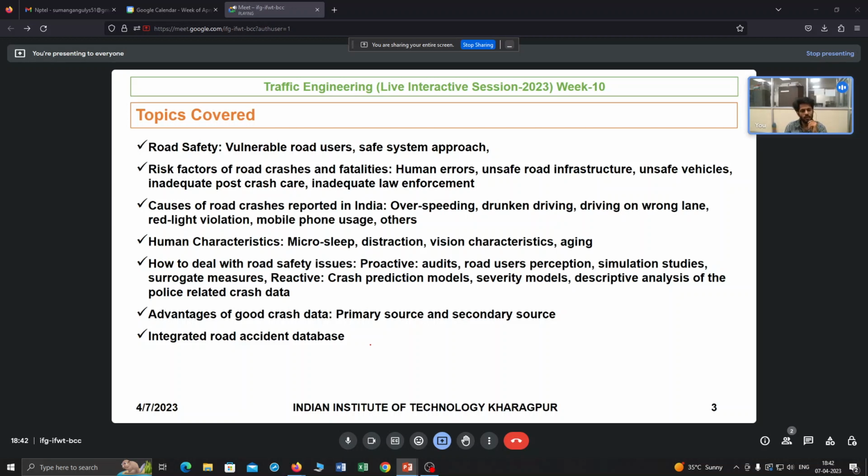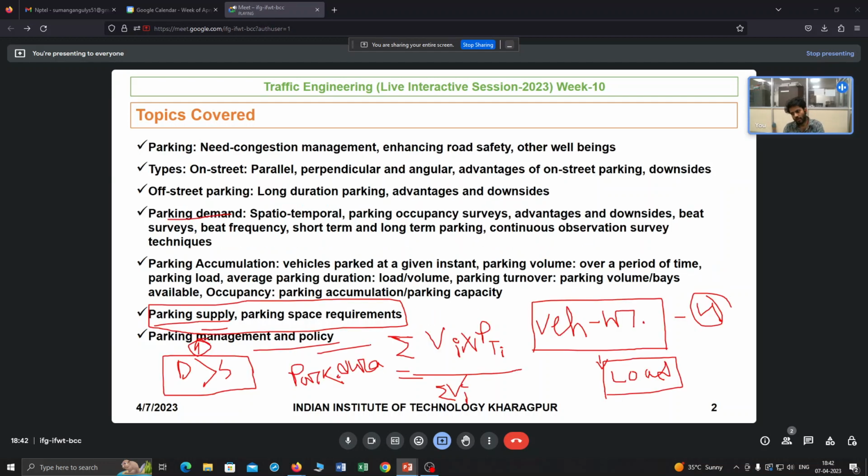Also, there is something which I think I should mention. Making a proper parking facility is also important. Generally, if you see any parking facilities, as you park for a longer time, your fare decreases.